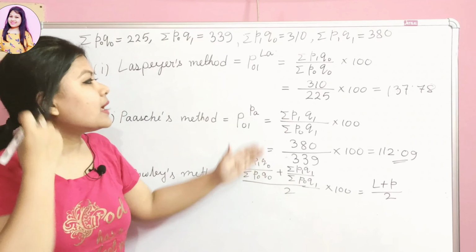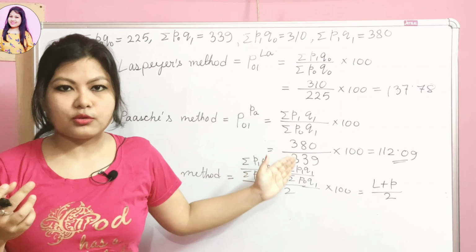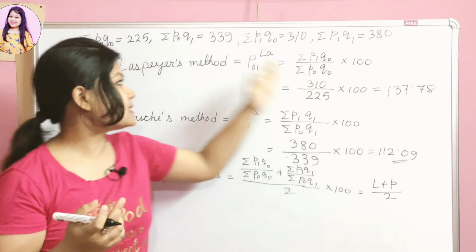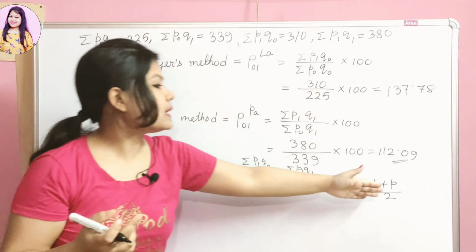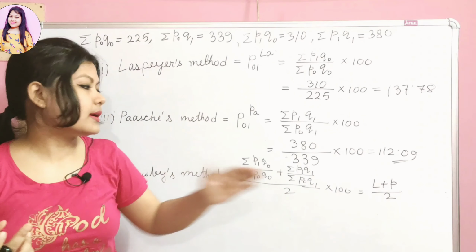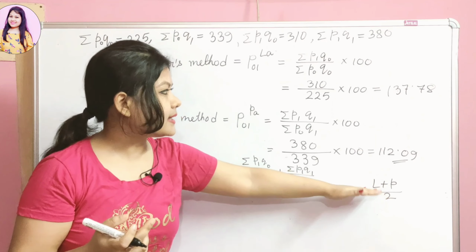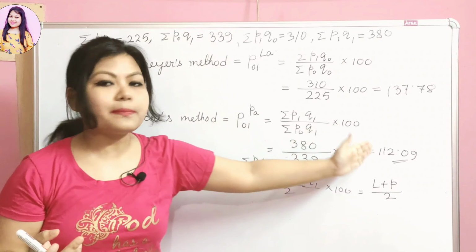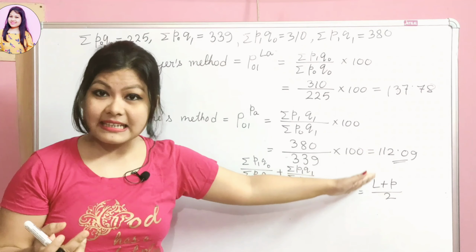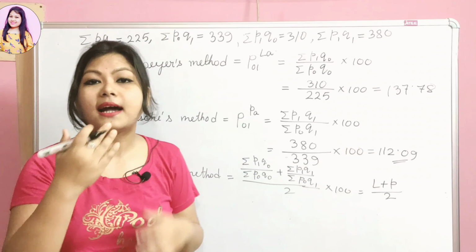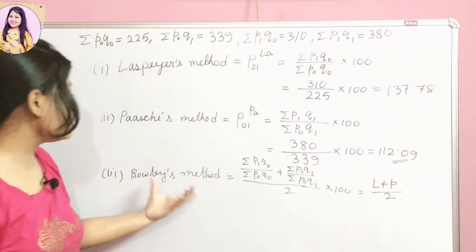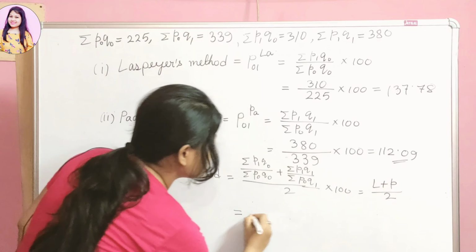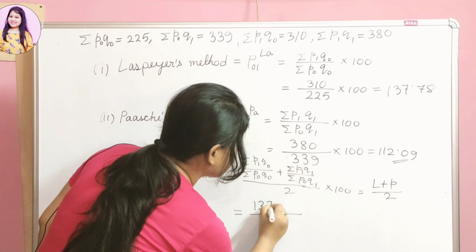So here we have actually got these two formulas. So we can write L plus P divided by 2 here. L means the Laspeyres' index number, P means the Paasche's index number. So we have already found out the value for Laspeyres' and the value for Paasche's method. So we can directly substitute these two values and after simplification we can find out the index number by Bowley's method. So the value is 137.